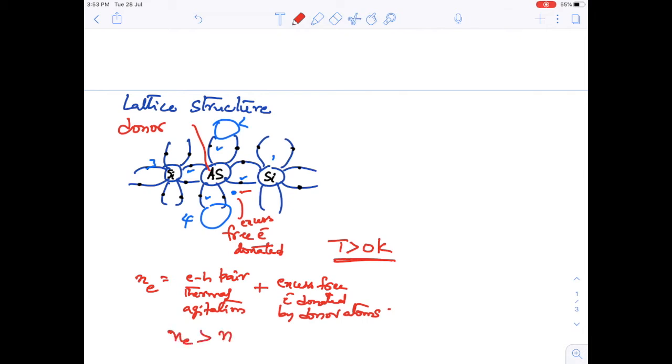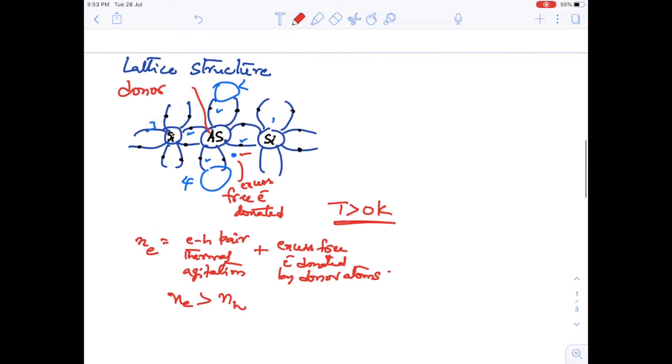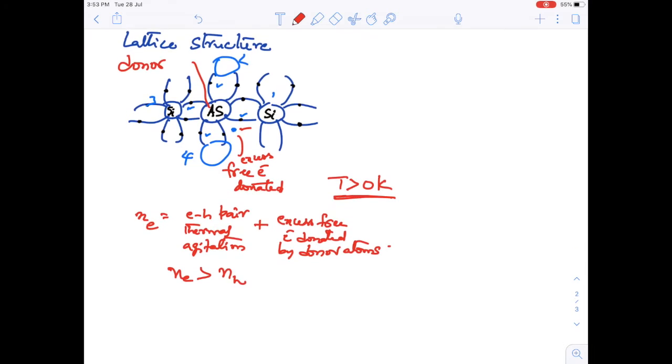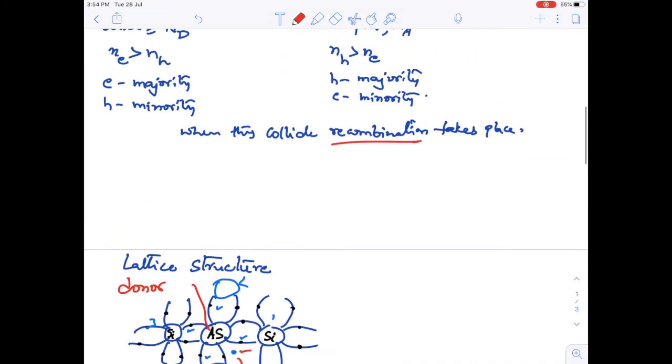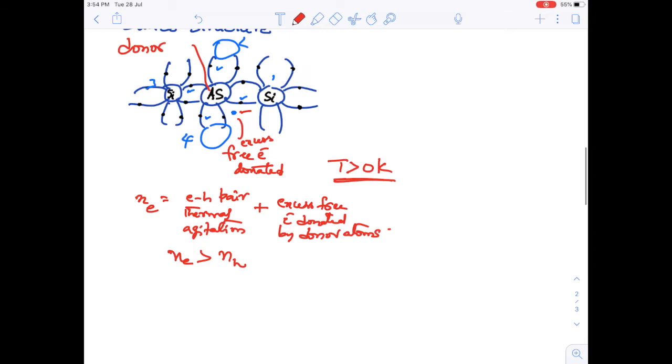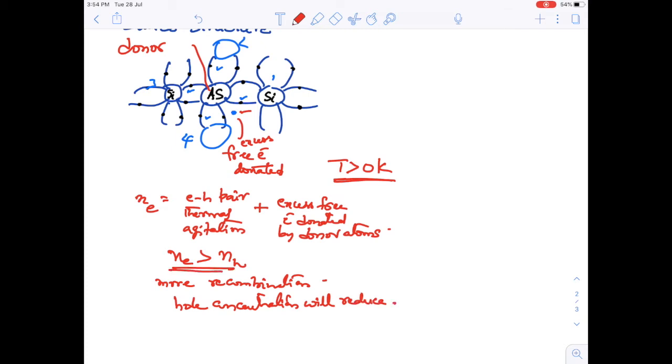Therefore, what is happening? Ne is greater than NH. So, increase in the concentration of electrons is taking place. Now, what will happen to holes? Because of the recombination, there will be more electrons, and more recombination takes place. Therefore, hole concentration will reduce. Therefore, Ne becomes greater than NH, we can also explain.